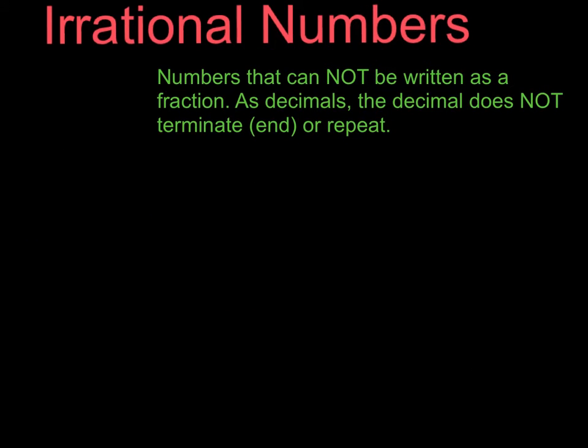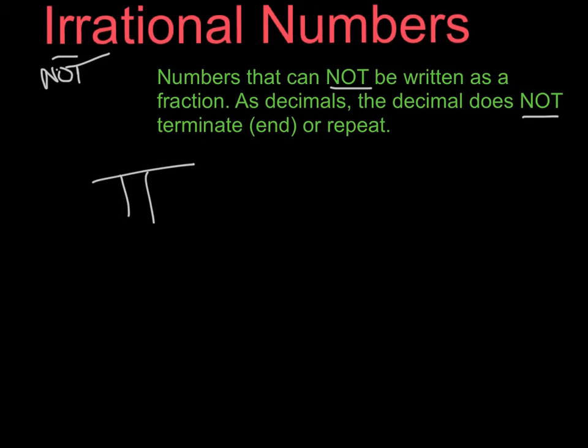Okay, then we have irrational numbers. So an irrational actually just means not. Okay, so not rational. So these are numbers that don't fit that rational description. So they cannot be written as a fraction. And as a decimal, they do not end or repeat. So they're basically going to go on and on and on forever, or be random numbers. So let me give you some examples of this.